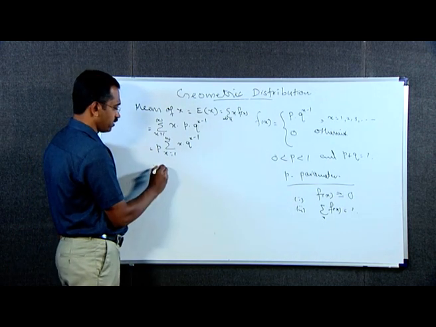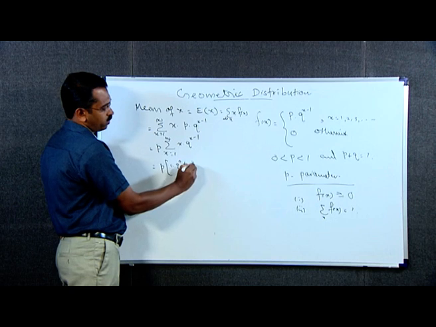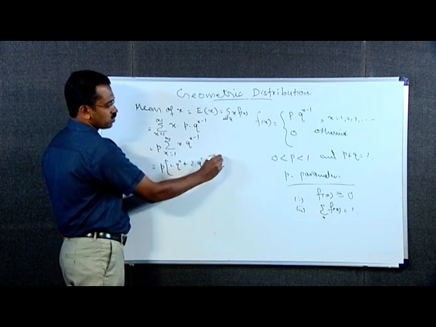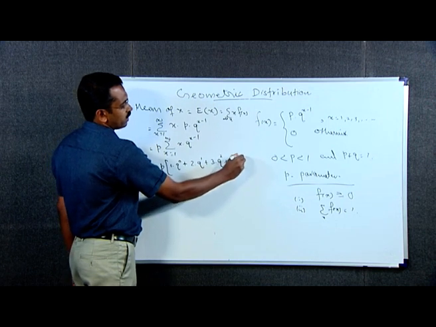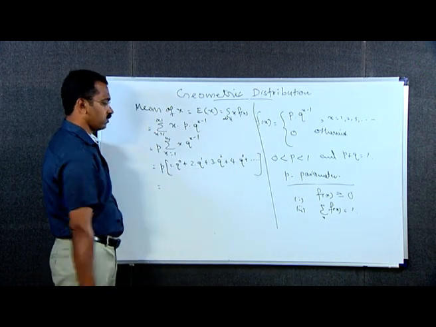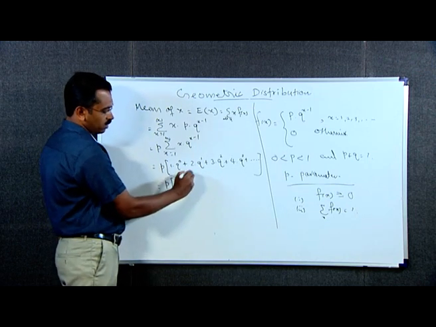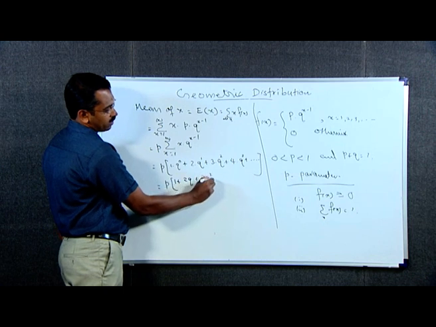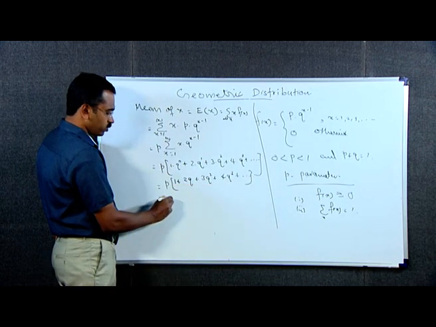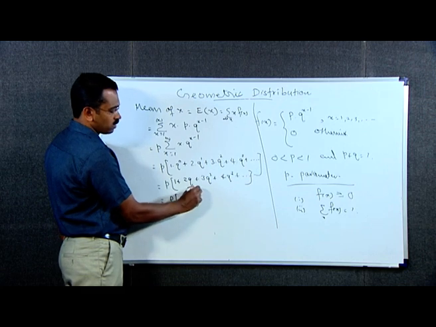On expansion, we get p into 1 into q raised to 0 plus 2 into q raised to 2 minus 1, which is 1, plus 3 into q raised to 3 minus 1, which is 2, plus 4 into q raised to 3, plus etc. This is equal to p into, here q raised to 0 is 1, 1 into 1 is 1, plus 2q plus 3q square plus 4q raised to 3 plus etc., which is equal to p into the binomial expansion of 1 minus q raised to minus 2.